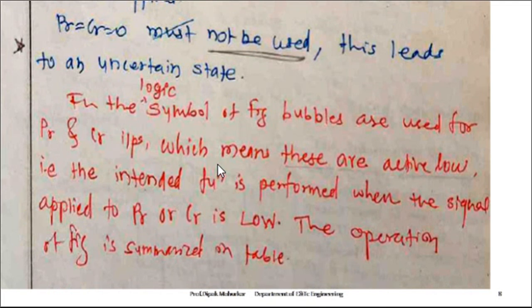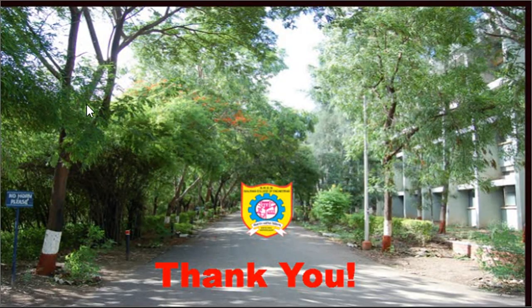Okay, in the logic symbol of the figure, bubbles are used for preset and clear, which means these are active low, that is, the intended function is performed when the signal applied to PR or CR is low. The operation is summarized in the tables as above, as shown in the above figure. So in this way we learned the NAND gate SR flip-flop, the clocked flip-flop, as well as what happens when we apply the preset and clear terminals. Okay, thank you.